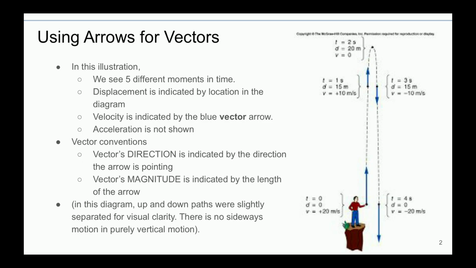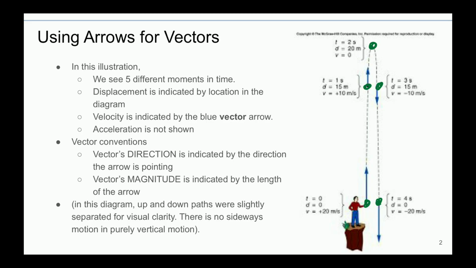Here's a person throwing a ball up. There's a ton of information in this picture. We're showing 5 different moments in time. The position is either there or there or there or there or there, and we're talking about different elements of its motion. So the displacement is evident from the picture.